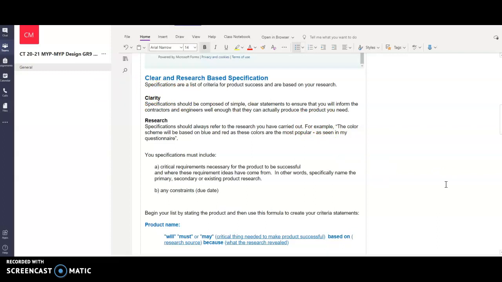Your specification is a list of criteria for product success, and it is based on your research. They should be clear. So make sure that you're not getting carried away with vocabulary and sentence structure. Make them as clear as possible, as if you're telling somebody next to you exactly what the criteria is. So again, moving away from English writing and more toward engineering writing, very concise and very clear, even if it's repetitive.